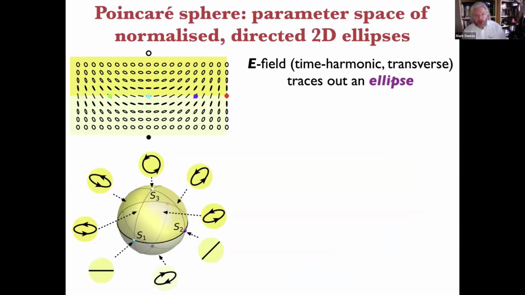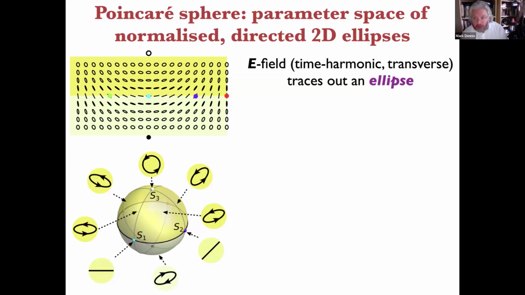So obviously we've got the Poincare sphere, which parameterizes all of our ellipses. The northern hemisphere is, in the optics convention, the right-handed elliptic polarized. The lower hemisphere is the left-handed elliptic polarized. The equator is the linear polarizations. And the circular polarizations are at the North Pole and South Pole.